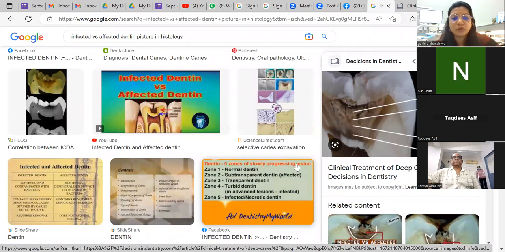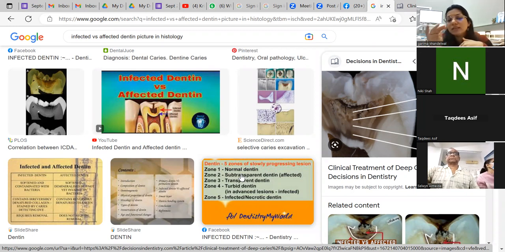It's five zones of a slowly progressing lesion. Zone 1 is normal dentin, which is the lowest layer. So if caries is on top, my normal dentin is next to the pulp. Then there is subtransparent dentin, which is the affected dentin. Then there is transparent dentin. See, transparent dentin is also affected dentin. The only difference between that and the turbid dentin is that bacteria are not present in the transparent dentin yet. Turbid dentin is the one where bacteria and their toxins are present. So that layer has to be removed.